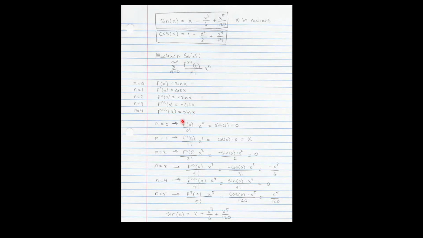For our odd terms, for n equals 1, we'll take f prime x, which is cosine x. So we'll evaluate cosine x at 0 times x to the first over 1 factorial. That's going to equal 1 times x, which is x. You can look at the work. We'll continue this, and we'll only do this for n equals 0 through n equals 5. This is a summation, so we'll add together those terms.